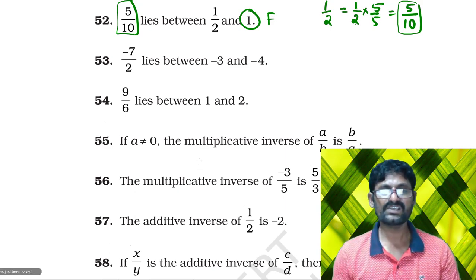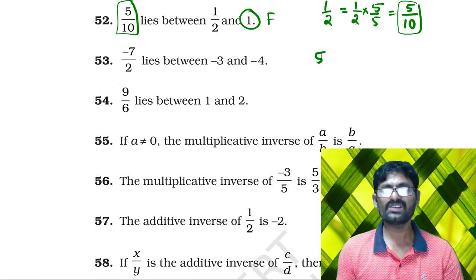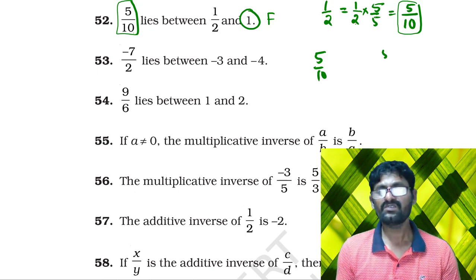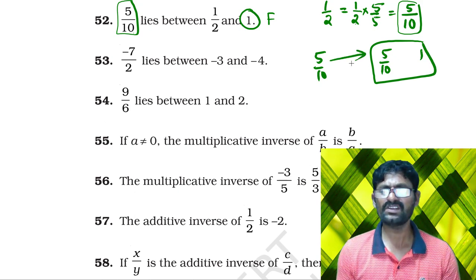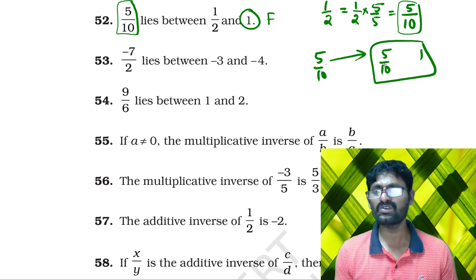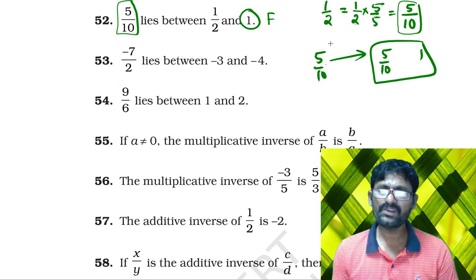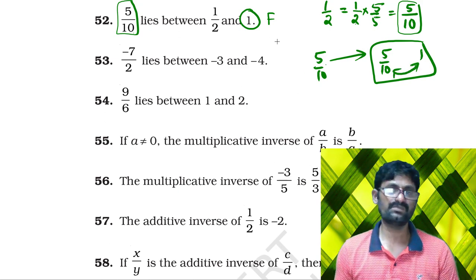Right. Once again let me explain this one. We need to check whether 5 by 10 is in between 5 by 10 and 1. In between these two, do we have 5 by 10? No. Why? Because 5 by 10 equals 5 by 10. So 5 by 10 will not be between these two. So this is a false statement.